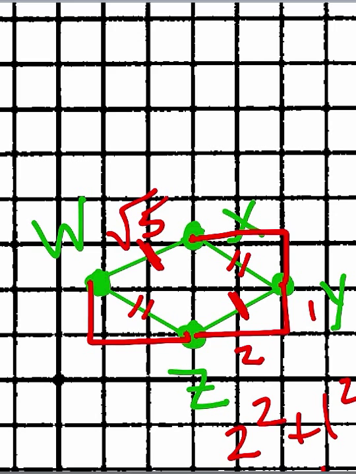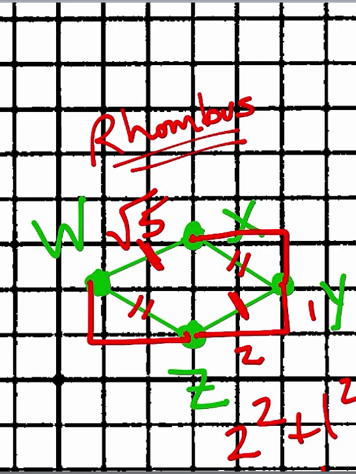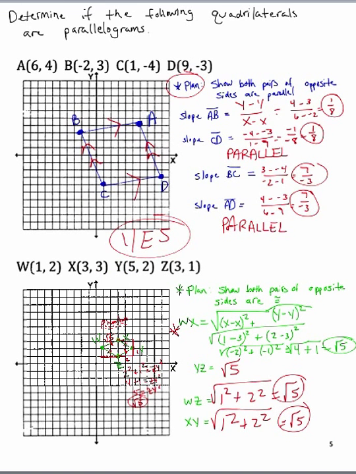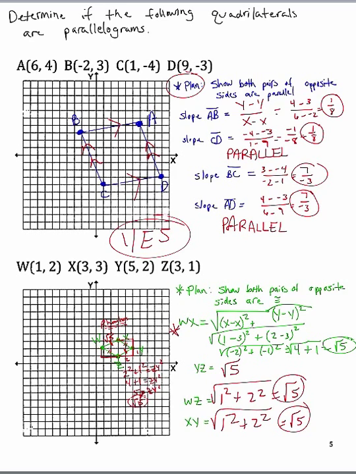The fact that they all come out to be the square root of 5 is very unique and would make this a rhombus, because the definition of a rhombus, as you're going to learn, is a parallelogram, which we proved, that has all 4 sides the same length. And that's how you're going to use these coordinates to determine if it is or is not a parallelogram.